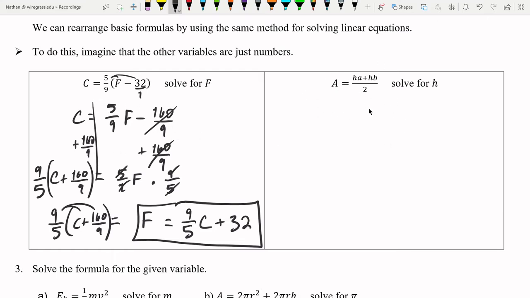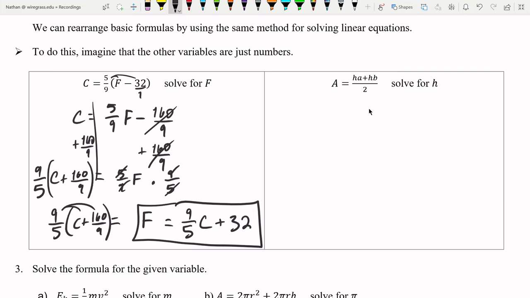This formula here is the area of a trapezoid. You multiply it by h, which is the height of the trapezoid, and a and b are the different legs of a trapezoid, the parallel ones. But all we're going to do here is solve for the height. And we have to use a technique that's important to keep in mind whenever you're working with this. We have two instances of h, and we need to combine them into one instance.